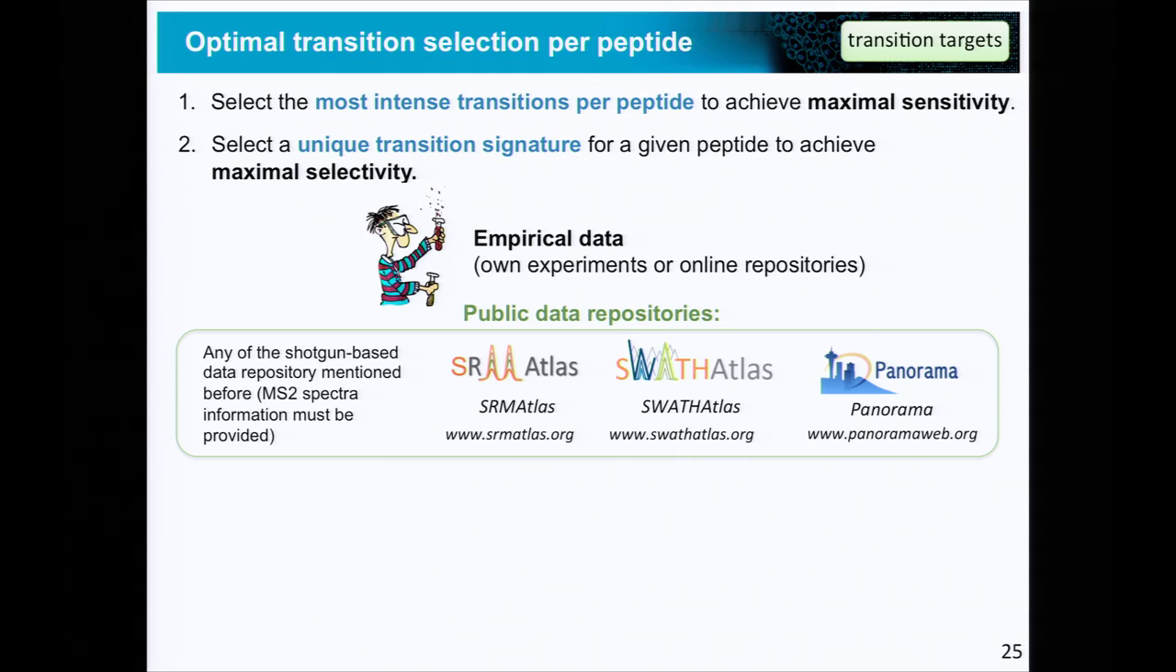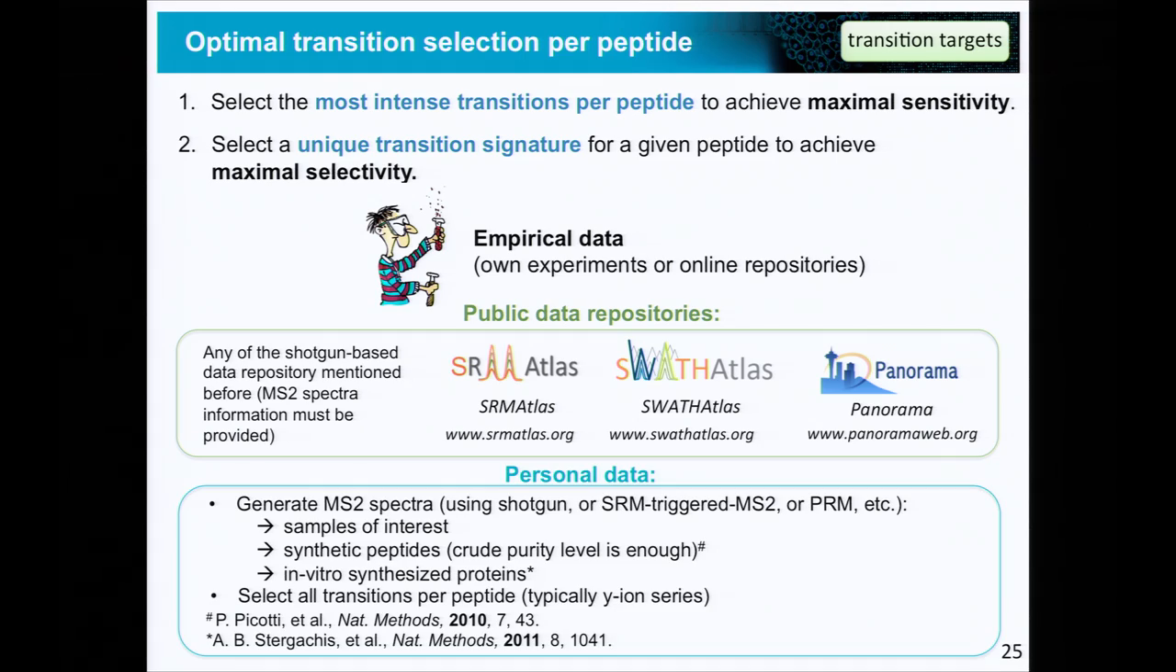And especially in recent years, more and more databases are created that really contain targeted proteomic data. So from those databases, you can directly download transition lists, and if your target peptide is included, just download them, plug them into the mass spectrometer and start measuring them immediately.